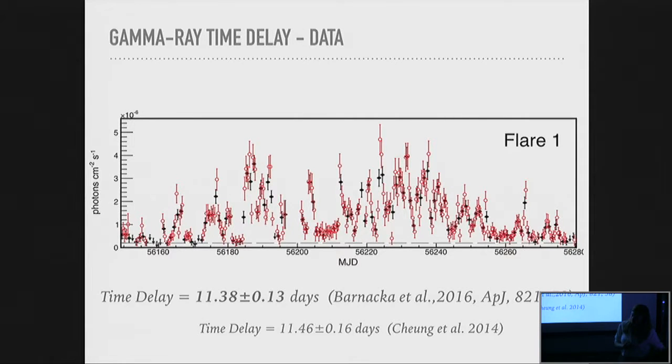This is the gamma ray light curve of our object B20218. You can see that there was a huge gamma ray flare lasting for about 200 days, so there is a lot of variability. By applying the double power spectrum, we've been able to measure a time delay in this light curve of about 11.4 days with an accuracy of about 3 hours.